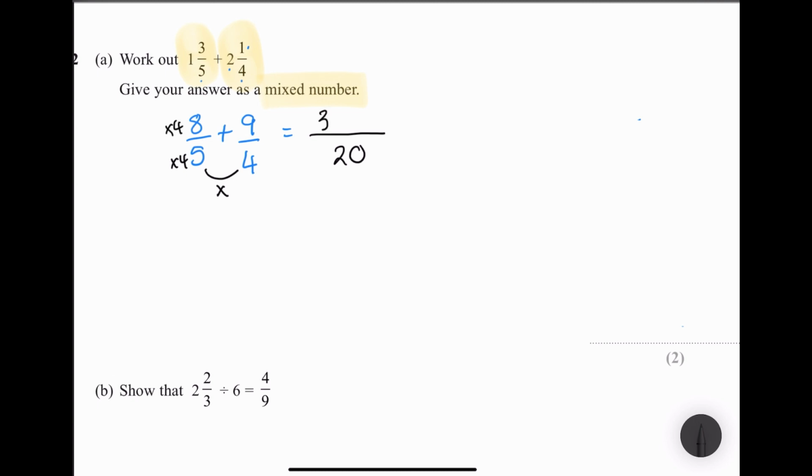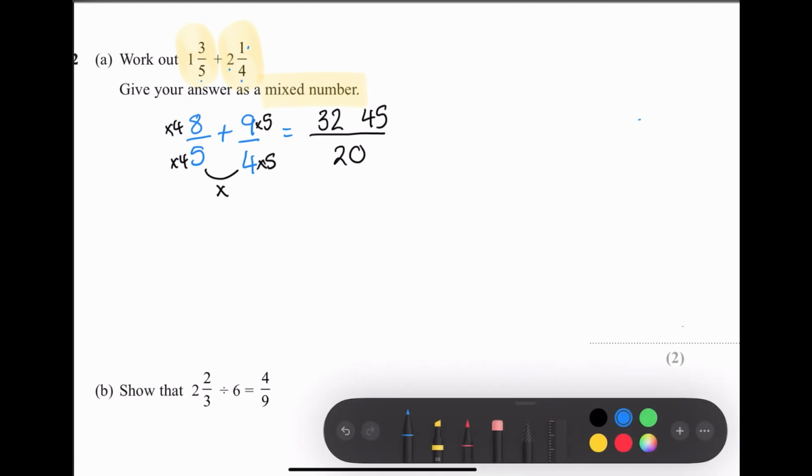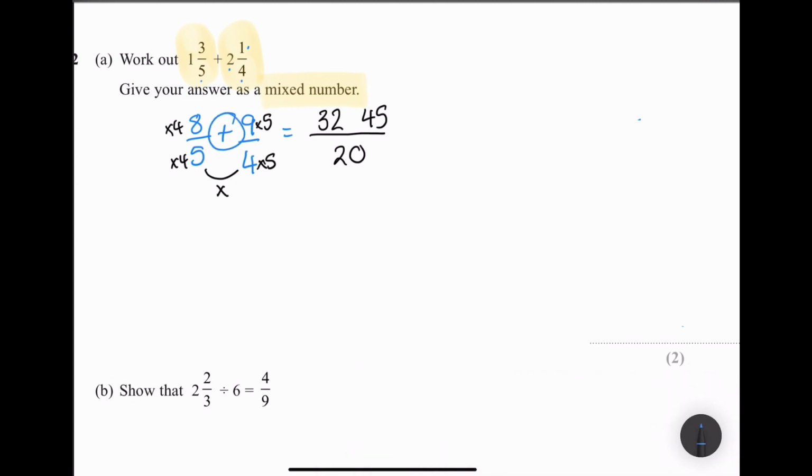4 times 8 gives me 32. Right, looking at the other fraction, what did I do to the 4 to get the 20? I've obviously multiplied it by 5. So the 9 needs to be multiplied by 5, which gets me 45. Okay, that's what I'm working with. We're adding them, so don't forget to add them for your final answer.